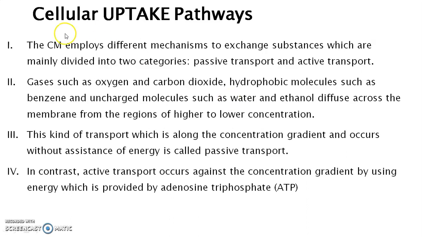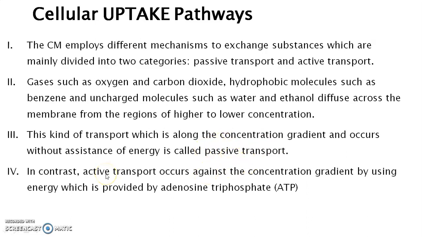The cell membrane employs different mechanisms to exchange substances, which are mainly divided into two categories, that is passive transport and active transport. Gases like oxygen and carbon dioxide, hydrophobic molecules like benzene or uncharged molecules such as water and ethanol easily diffuse across the membrane from regions of higher to lower concentration. This kind of transport, which is along the concentration gradient and occurs without any assistance of energy, is called passive transport. So passive transport is basically the normal transport process.